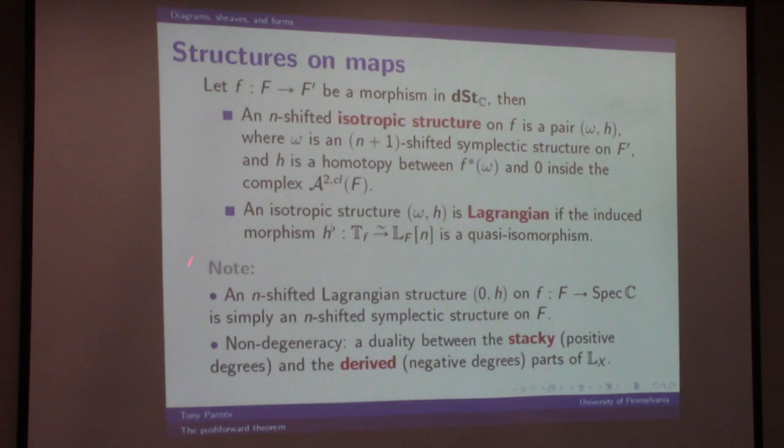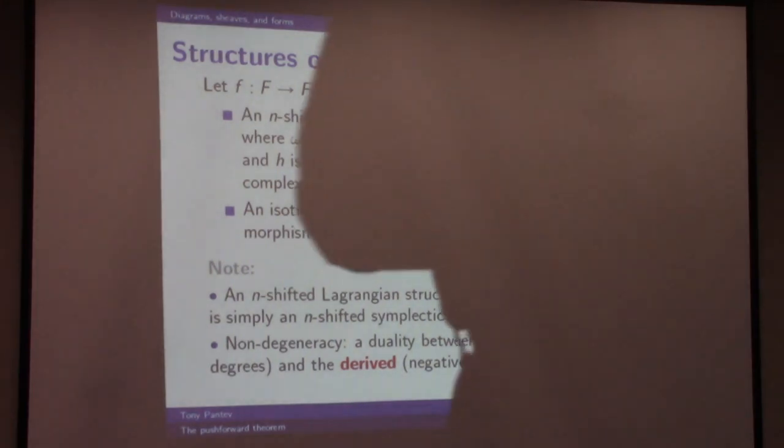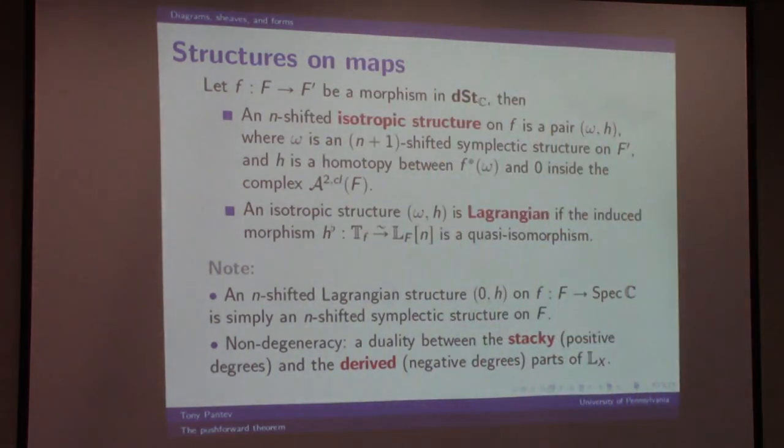So this is the comment here, that if you have an n-shifted Lagrangian structure for a map from a stack to a point, the point has only one symplectic structure, which is the form zero, but you can put it in any homological degree. And putting a Lagrangian structure on the map to the point is the same as putting a symplectic structure on the source. These are just the same two pieces of data.